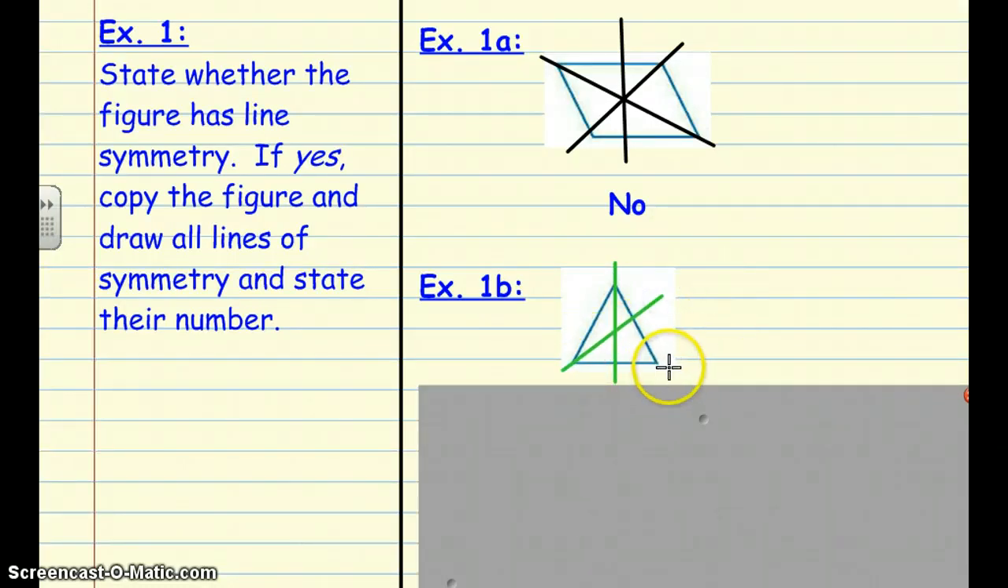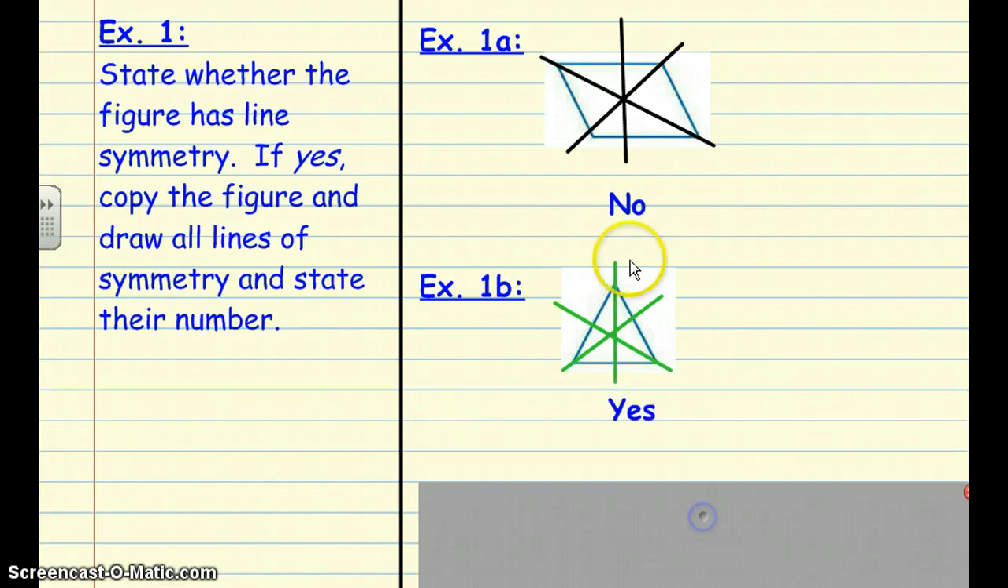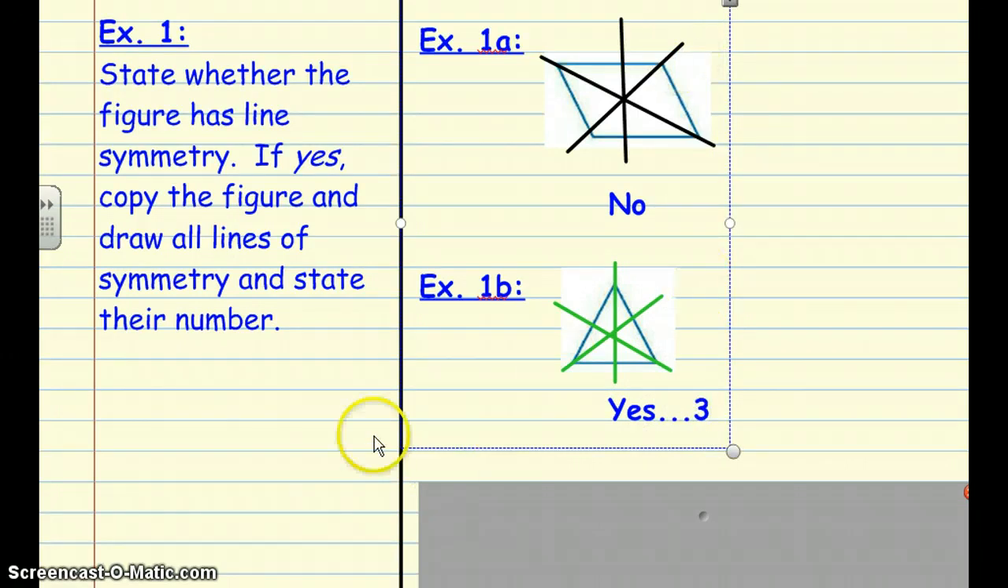Imagine that I flip that figure across each of those lines. That original triangle is going to match up. Okay, I can reflect it. So we say yes, this triangle does have line symmetry, and because we said yes, we say that it has 3 lines of symmetry, because there are 3 lines that we can draw to get it to reflect across those lines. All right, example 2.